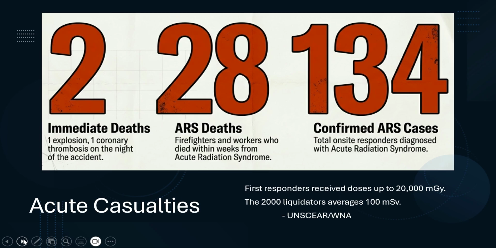Regarding the immediate human cost, there were 2 deaths on the night of the accident and 28 deaths from acute radiation syndrome among firefighters and workers shortly after. In total, 134 on-site responders were diagnosed with ARS, having received radiation doses as high as 20,000 milligrams.